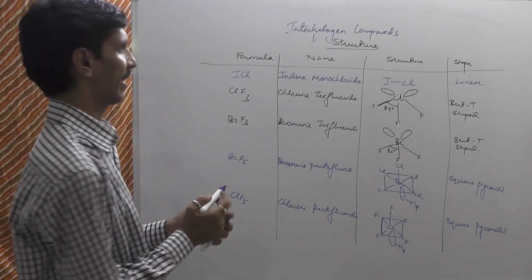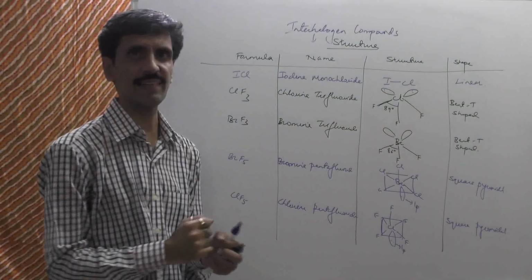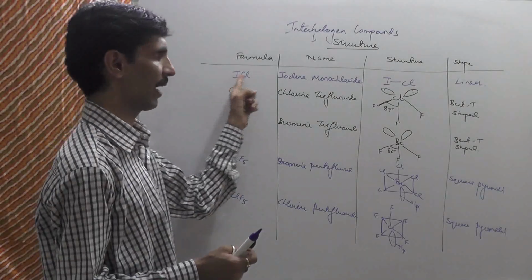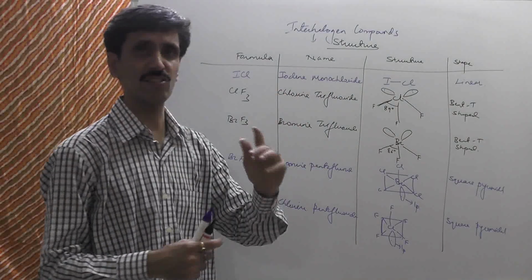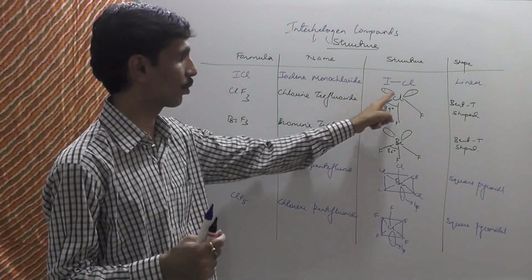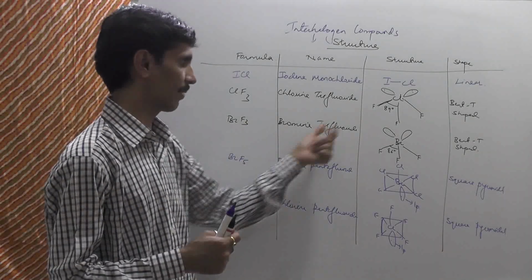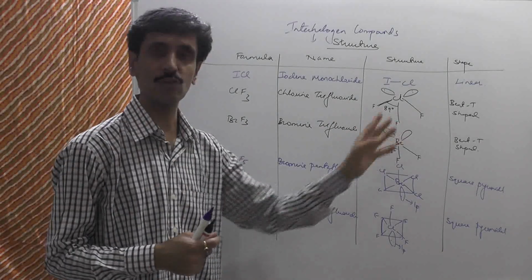Okay? So in this way, in tabular form, you now know everything. So in simple words, what we can say is that for 1:1, it is going to be linear. 1:3 is a bent T-shaped structure with two lone pairs. Same thing is over here, BrF3. Okay, it is a bent T-shaped structure and two lone pairs.